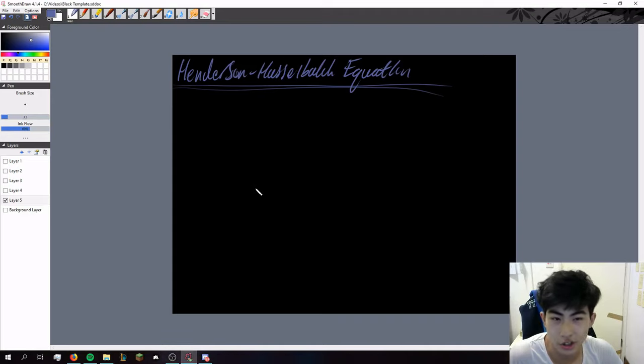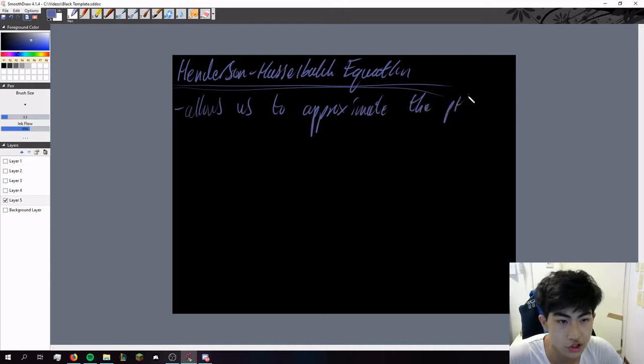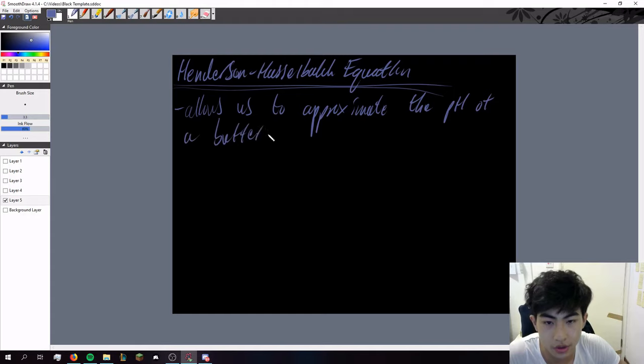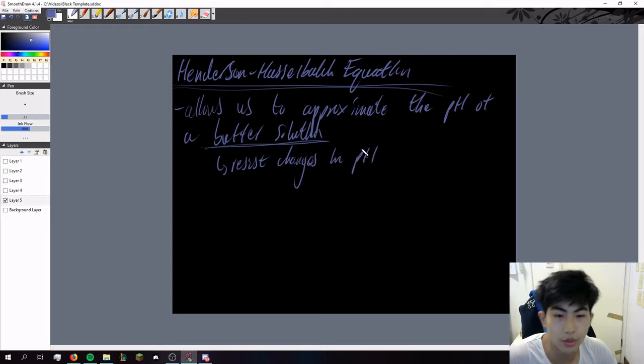Now, why do we actually use this equation? Why is it useful? It allows us to approximate the pH of a buffer solution. Now, what actually is a buffer solution? A buffer solution is a solution that we use to resist changes in pH.